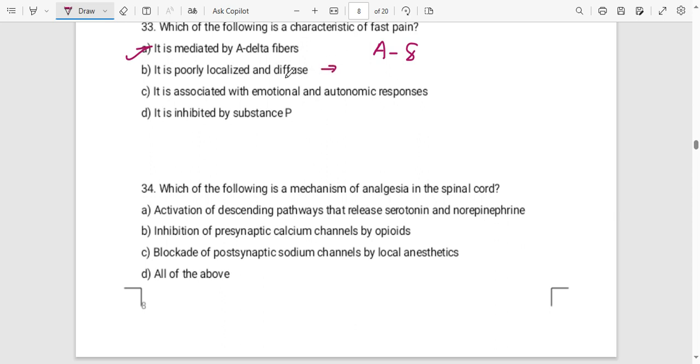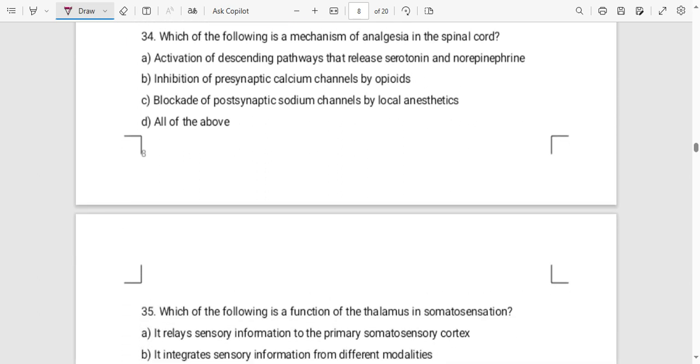The poorly localized, diffuse ones are the slow pains. Diffuse means you can't really point to where the pain is. You are saying it is this area instead of this point. It's associated with emotion. Emotion is more for the slow pain because it takes more time, it is more prolonged, because it's irritating. And it's not inhibited by substance P. Pain is actually caused by substance P, because it's a pain neurotransmitter.